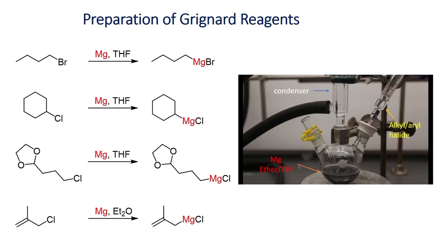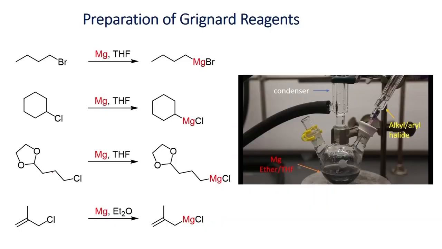Now, let us look at the preparation of the Grignard reagents. The reaction of a variety of alkyl halides are shown. The first example involves the reaction of bromobutane with the magnesium in THF, it gives the corresponding alkyl magnesium bromide. The next example involves reaction of cyclohexyl chloride, which reacts with magnesium to give the corresponding cyclohexyl magnesium chloride.